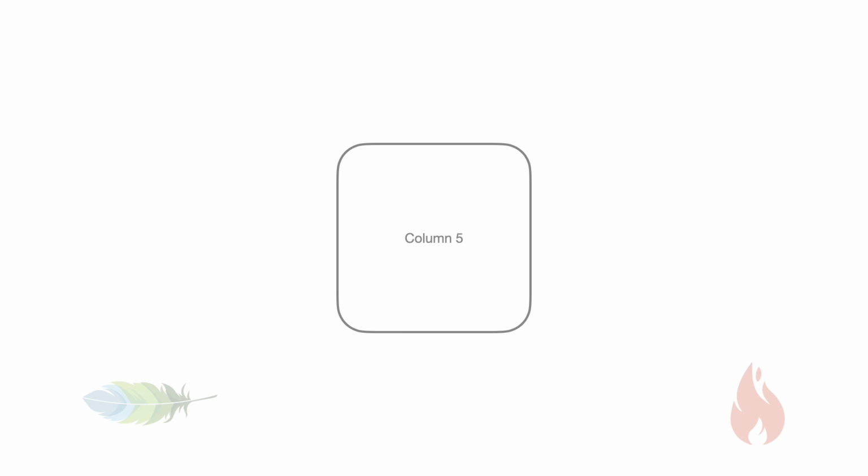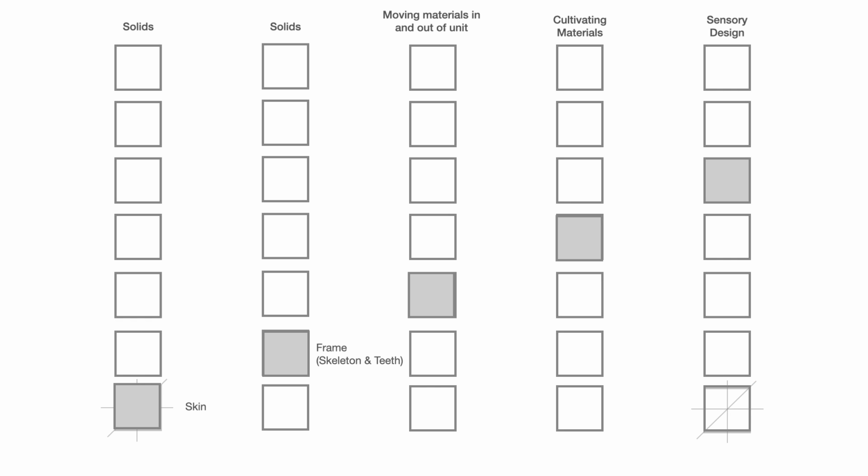All right, so the last column in this template, the context is sensory design. For example purposes, it's sensory design, but as it regards what we're looking at in the template, we've got an outer structure moving materials in and out of a unit, and then cultivating materials within a unit. So, all right, sensory design. We'll start with that.